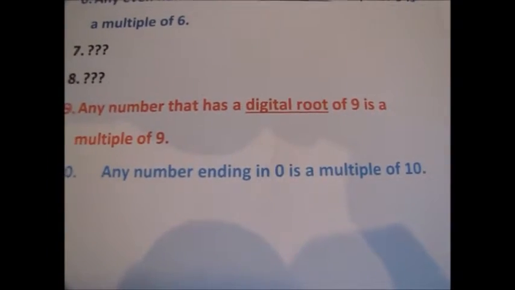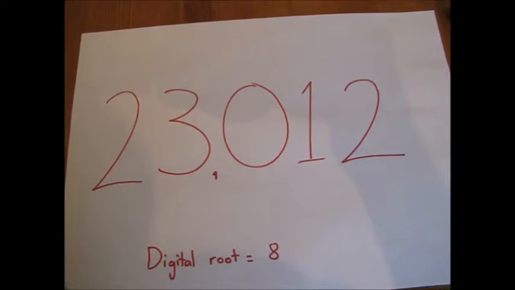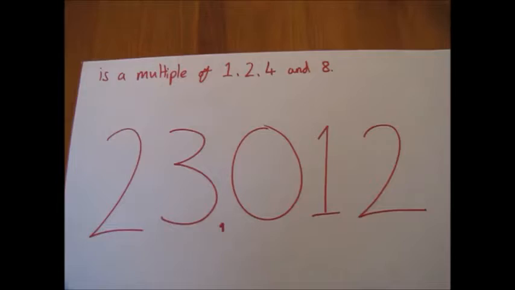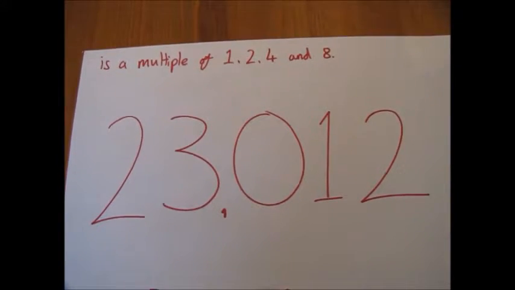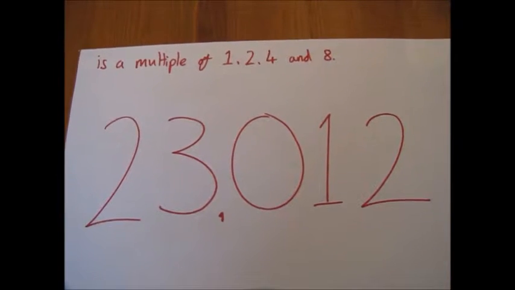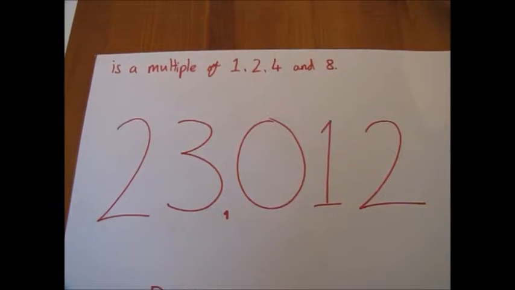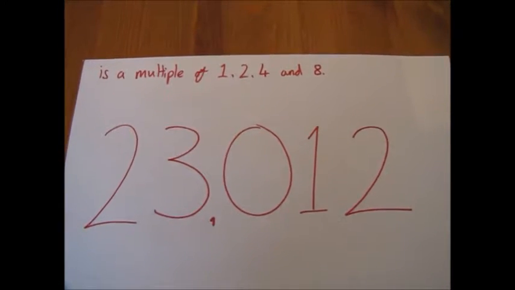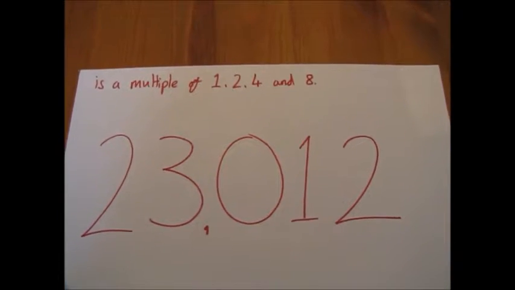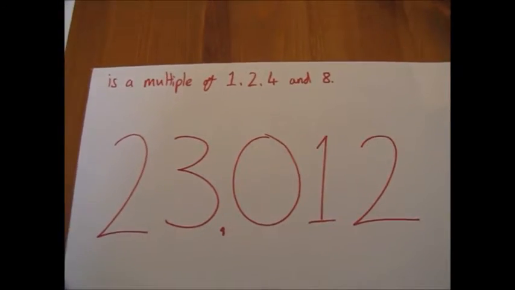And any number ending in 0 is a multiple of 10. And again, it's not a multiple of 10. So, to conclude, 23,012 is a multiple of 1, 2, 4, and 8. But we're not going to stop there, boys and girls. No, no, no. We are going to blow your parents, your friends and family out of this world. Check this out.